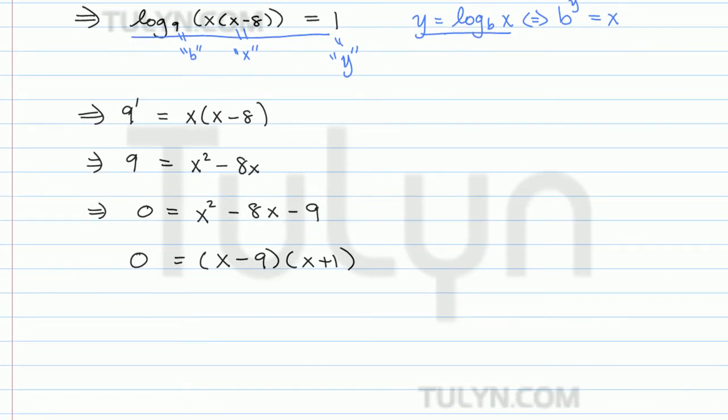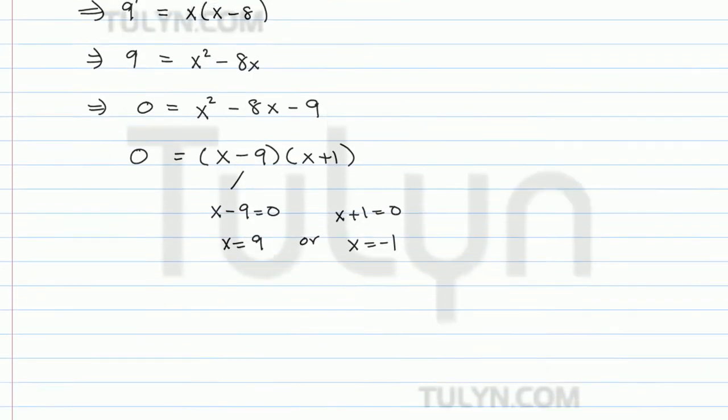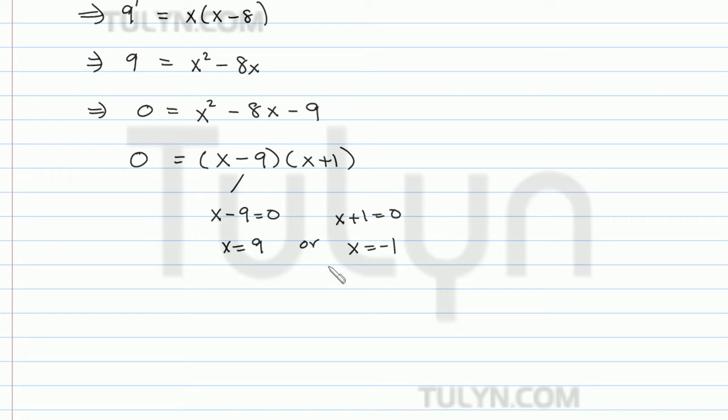So, using the zero factor property, we know that x minus 9 is equal to 0, so x is equal to 9, or x plus 1 is equal to 0, so x is equal to negative 1. So these are our proposed solutions, but the last thing we have to do is to check both solutions, because we may have acquired extraneous solutions through our process.